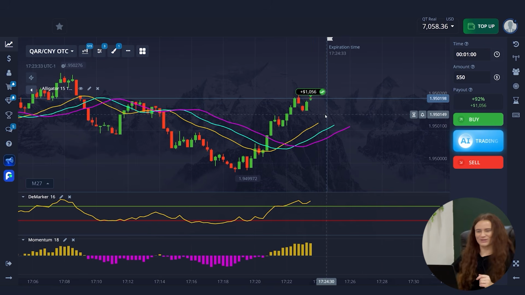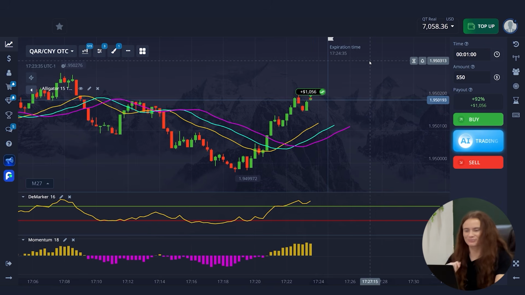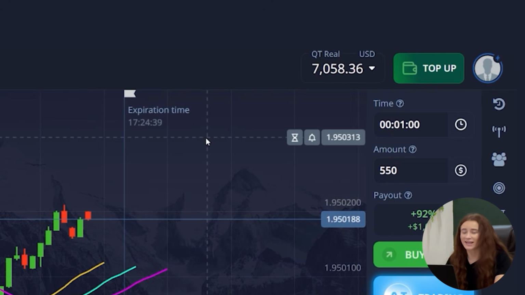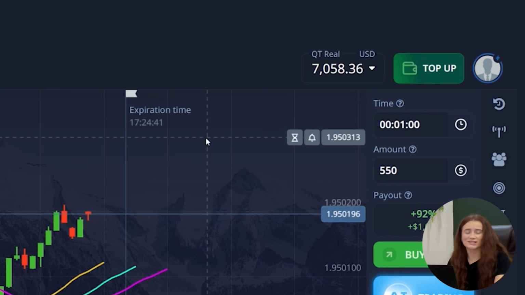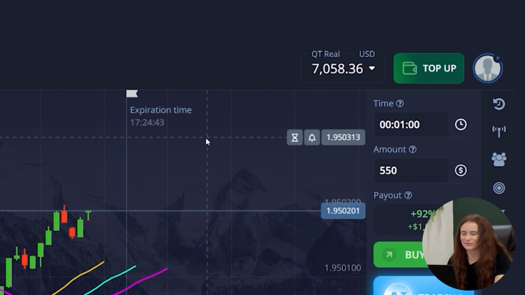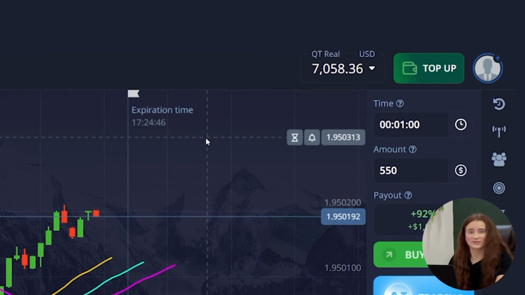An amazing result, guys! The last trade is profitable, and that increases my balance to $7,058. This session was a success and I achieved the desired results. And I think on this, we can conclude our trading session.